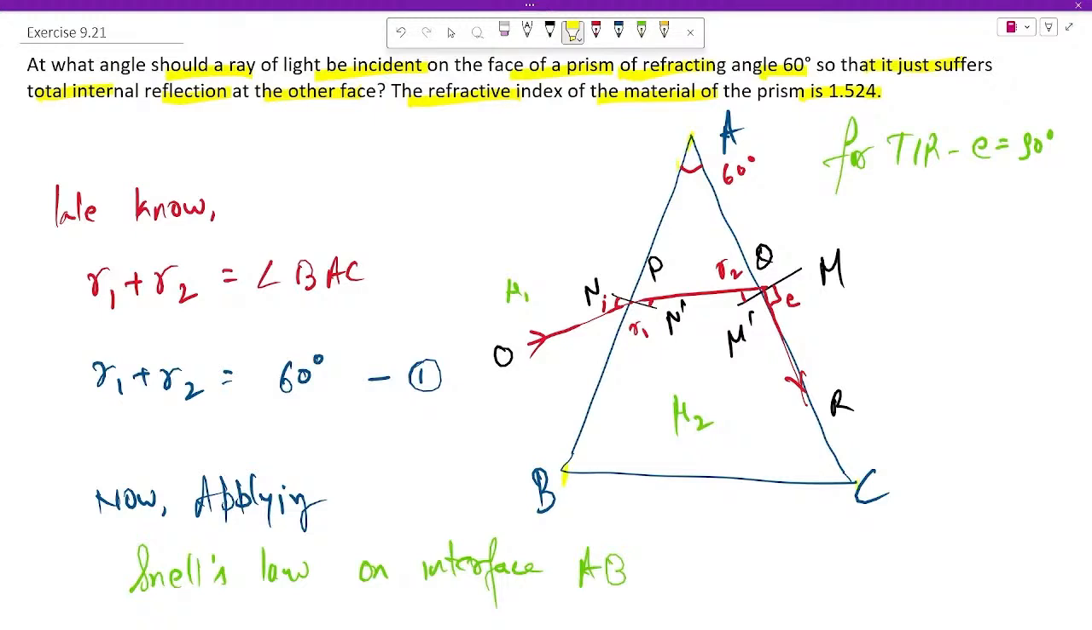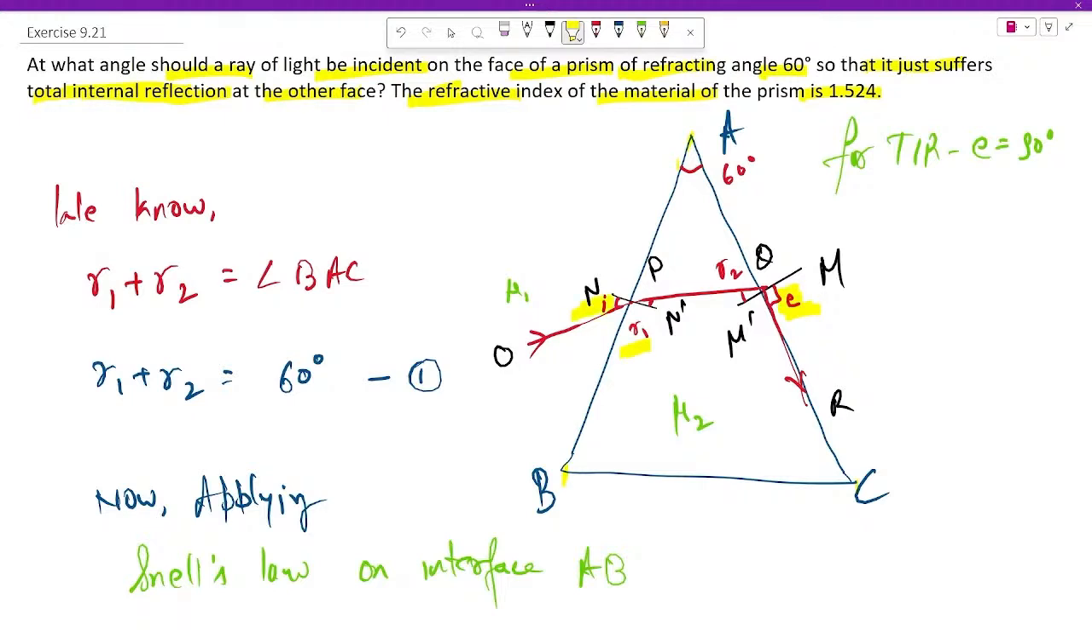Now on the face AB, the incident ray makes an angle i of incidence with the normal, and it goes in the prism with the angle of refraction r1. Now it strikes the second face AC with an angle of incidence of r2, and it goes out with an angle of refraction e, or angle of emergence. In our question it is said that on the second face total internal reflection should happen, or the angle of emergence should be equal to 90 degrees. So for that condition we have to find out what would be the value of i.